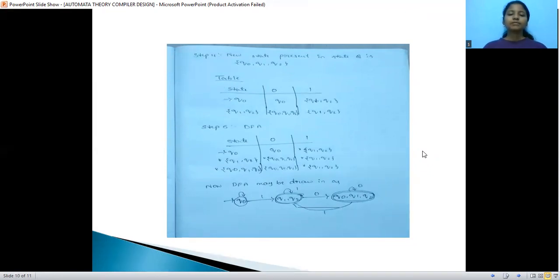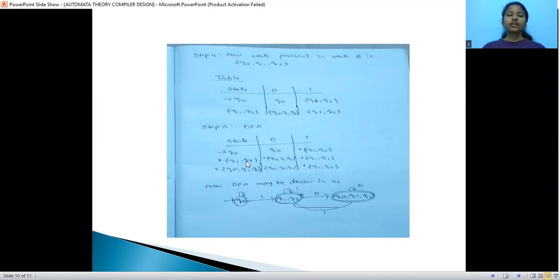Table. Q0 is the starting state, and it moves on 0 to Q0, and on 1 to Q1 and Q2. We now consider Q1, Q2, which is a final state. It moves on 0 to Q0, Q1, Q2. Then it moves on 1 to Q1 and Q2. Step 5, it is converted to the DFA table.